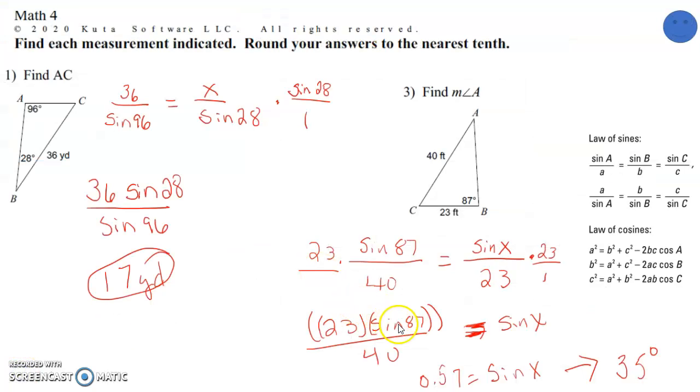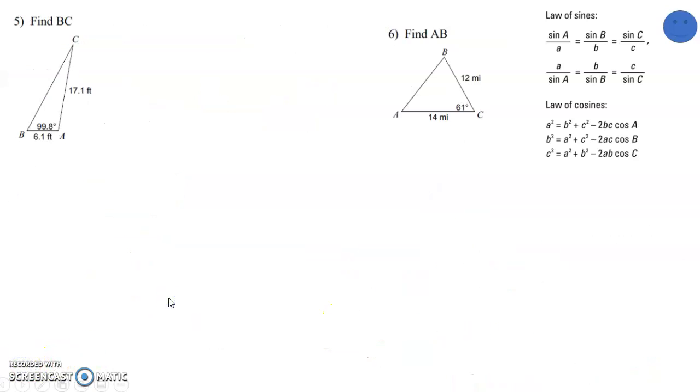So if I had not realized off the bat that I was looking for an angle, I'd still have done my equation the same way, so I brought this down. That equals the sine of x, so that gives me 0.57 equals the sine of x. That's where I do the inverse, and I get 35 degrees. Okay, let's go to the next one and see what we got.